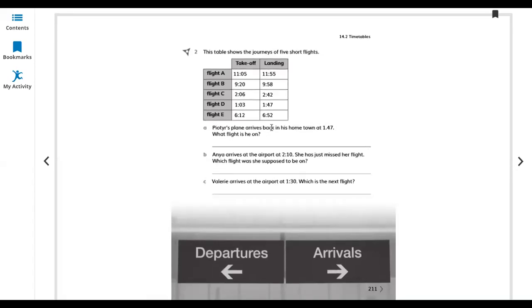Because she arrived back. Takeoff means go. The aeroplane left the airport. And landing means coming back from any other place, or any other port, or any other city, any other country. So this is landing and takeoff. So she came back at 1:47. We just look in this column. So flight D.